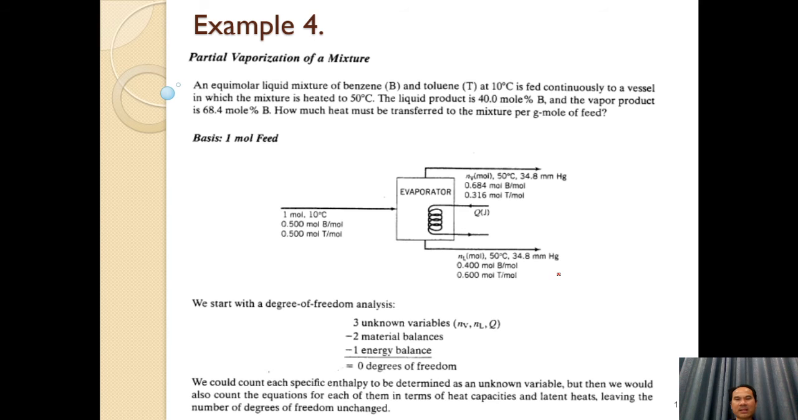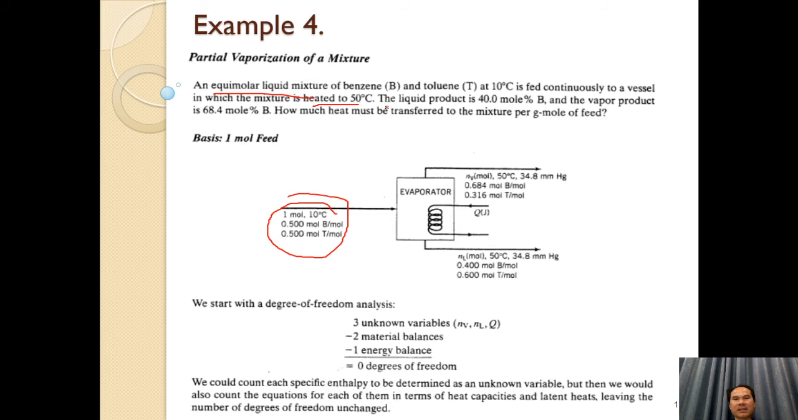Example, okay, for this case, we consider the partial vaporization of a mixture. The feed contains a mixture of benzene and toluene at equimolar mixture. That means 50% mole of benzene mixed with 50% mole of toluene. It feeds continually to a unit in which the mixture is heated. The first step, we have the mixture of benzene and toluene at 10 degrees Celsius, sent to the evaporator. The temperature is heated to 50 degrees Celsius.